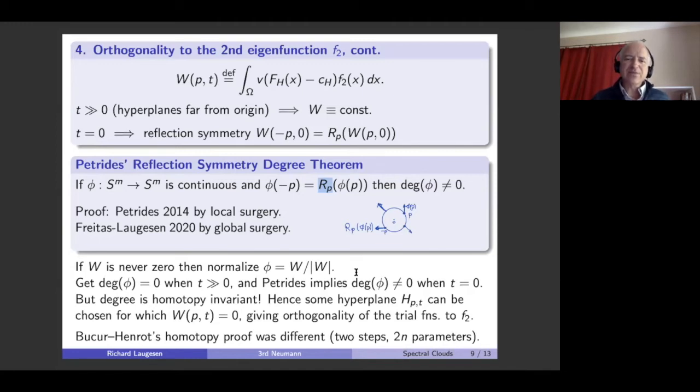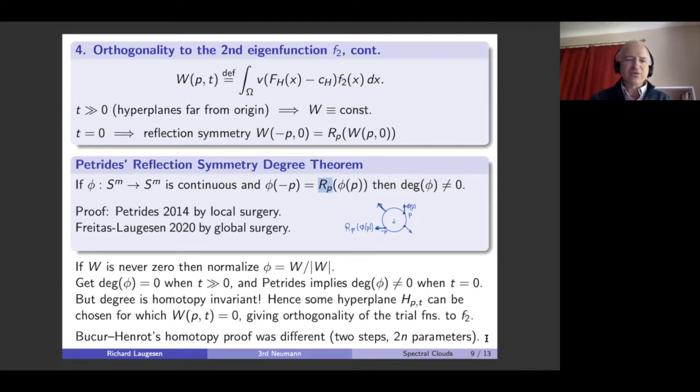So there must be some hyperplane you can choose for which the vector field vanishes. And that means you've got orthogonality not only to the first eigenfunction, which is what you achieve by choosing the center of mass, but you've also got orthogonality to the second eigenfunction by choosing this correct hyperplane. Remember, the choice of the hyperplane also then determines the second ball. So we're choosing the first ball with the center of mass, find the hyperplane by the second orthogonality condition, and that determines the second ball by reflection.